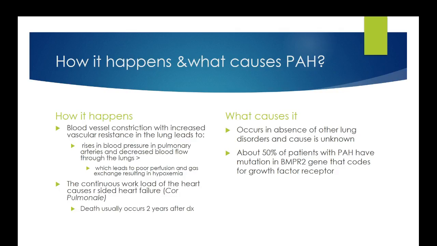So how does it happen, and what causes PAH? As we said, the blood vessels constrict, the ones leading into the lungs, and eventually ending in that intricate pattern into the alveolar structures. With the constriction in those vascular structures, pressure rises in the pulmonary arteries and decreases blood flow throughout the lungs. This leads to poor perfusion and gas exchange, resulting in hypoxemia, because eventually the blood will still try to flow to the rest of the body. However, it'll not be as oxygenated.